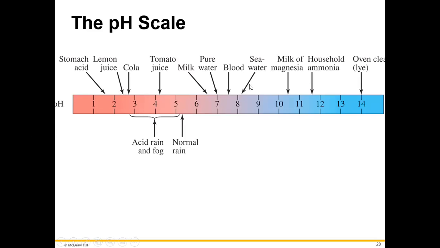Then we've got seawater. This is a medicine you take, milk of magnesia, helps you with constipation. Ammonia, oven cleaner, right? This is lye, nasty stuff.